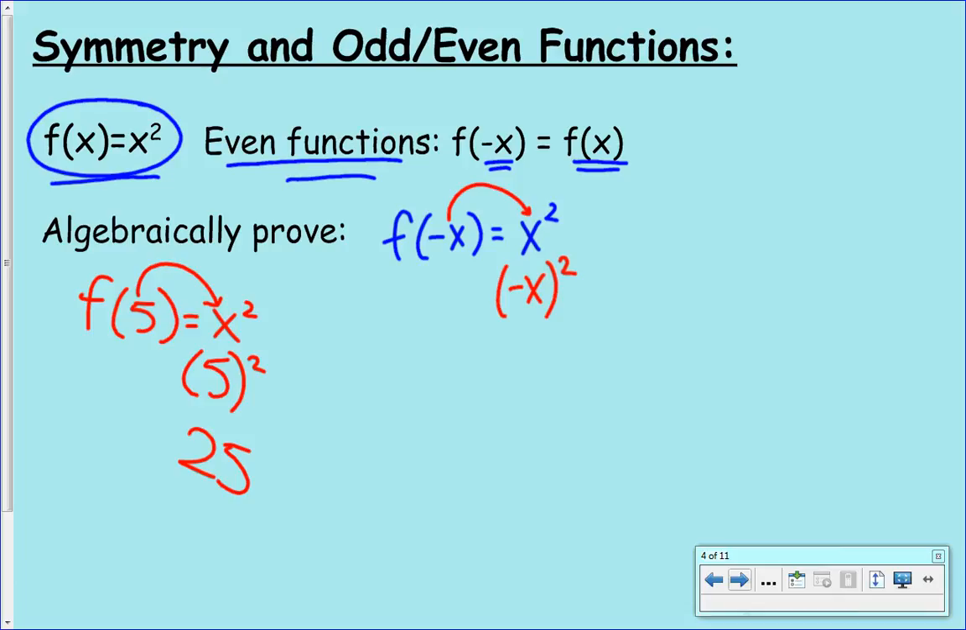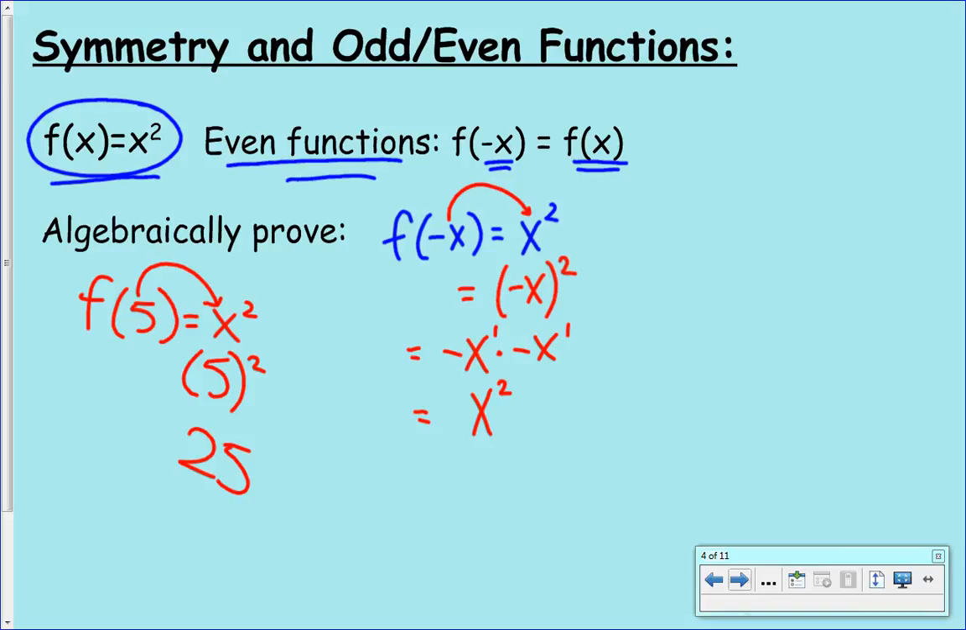When I square something, that's like doing what? Multiplying it by itself. So I have negative x times negative x. What's a negative times a negative? Positive. What's x times x? x squared, because I add exponents, right? It's positive x squared.